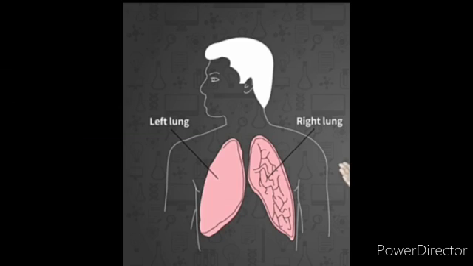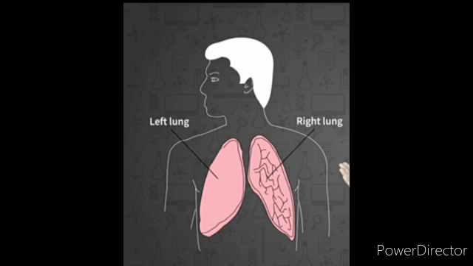It has the following functions. First, this fluid prevents the lungs from mechanical injury and shocks. Second, it lubricates the lungs for expansion and relaxation. And the third one is, it keeps the lungs moist.